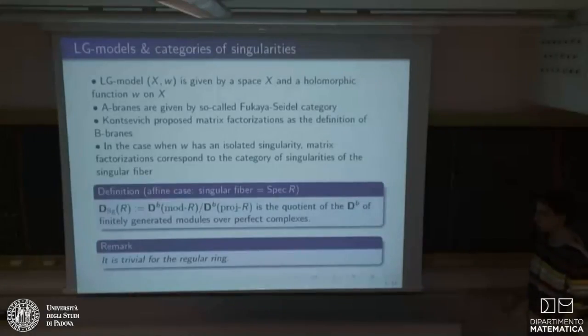Because, for example, if the variety spectrum R is smooth, which corresponds to a regular ring, then any module over R has a finite projective resolution. And thus it is already quasi-isomorphic to an object of the subcategory of perfect complexes, and then this category vanishes. So this category measures singularities.